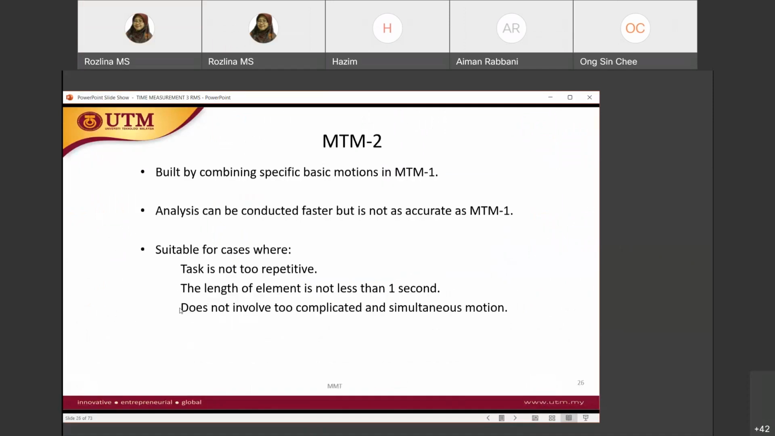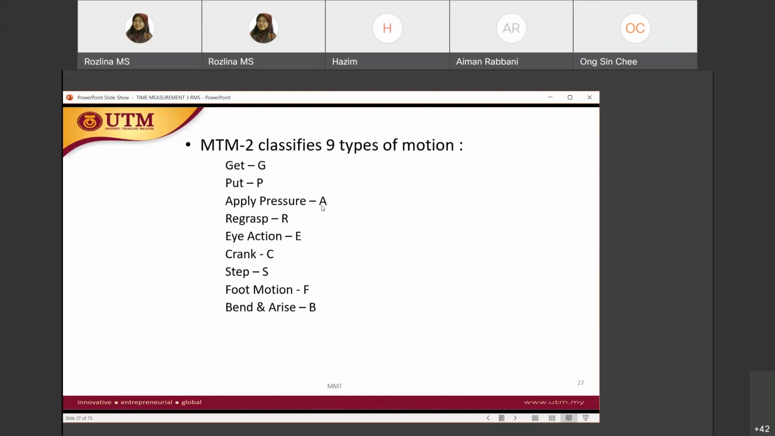Okay, MTM2 is built by combining specific basic motions. Analysis can be conducted faster, but it is not as accurate as MTM1. Suitable for cases where the task is not too repetitive, the length of the element is not less than 1 second, and it does not involve too complicated and simultaneous motion. These are some types of motions. It is quite similar, only some have this and some do not.